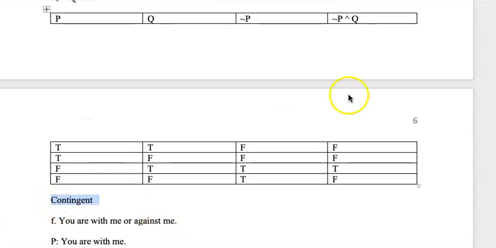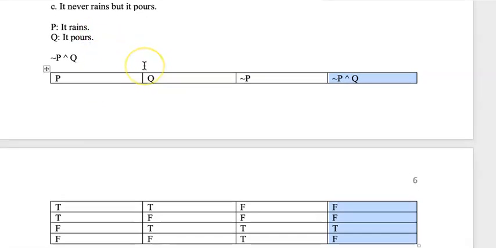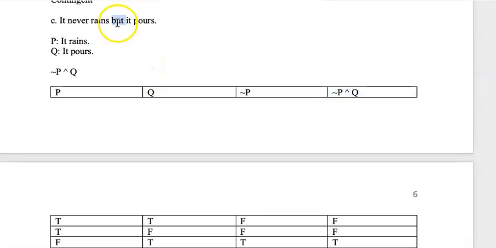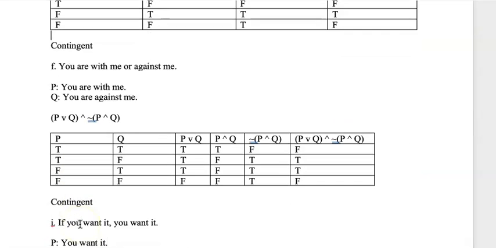The same with this one. I translated it as not P and Q. There are multiple ways to translate it correctly. I translated it as but as and not, basically. You can see there's a mix of truths and falses. That would make it contingent.